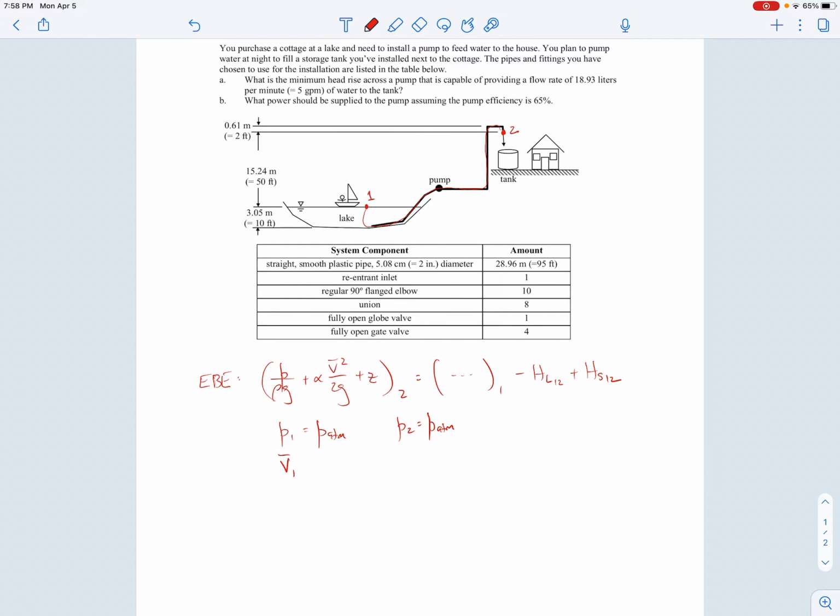What about V1? So the velocity of the lake, the average velocity of the lake. Well, since it's a big lake, the velocity there is nearly 0. And it's a very good approximation to say it's 0 because the lake is so big. It's moving down slightly because we're drawing water from it, but it's insignificant. So it's very reasonable to say that the velocity is 0. How about the velocity at 2?